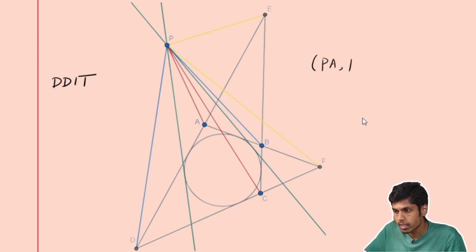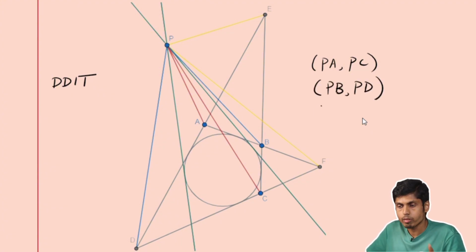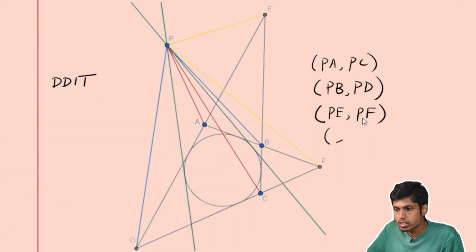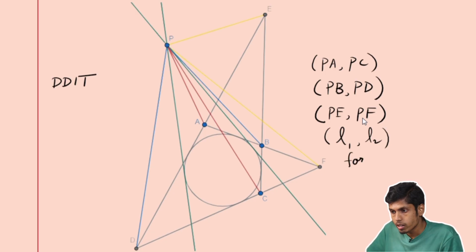PA-PC lines and PB-PD lines. As you could see, they are all concurrent, so it forms a required configuration for the involution map. And you have PE-PF and then the two tangents from P to the incircle, call them L1, L2, form involution pairs. And even here, the quadrilateral need not be tangential.